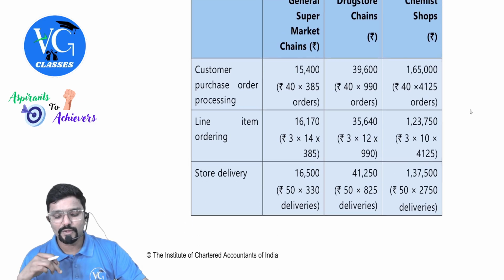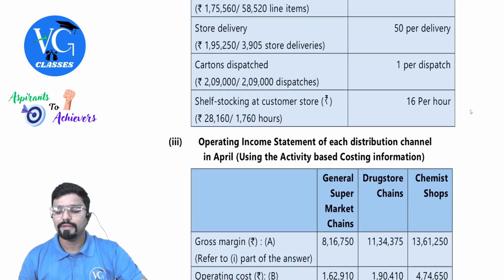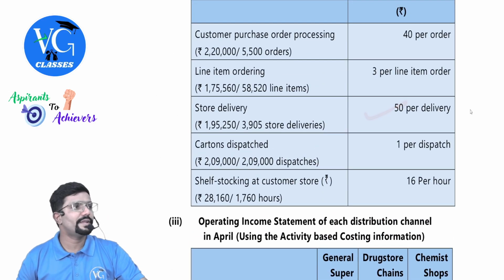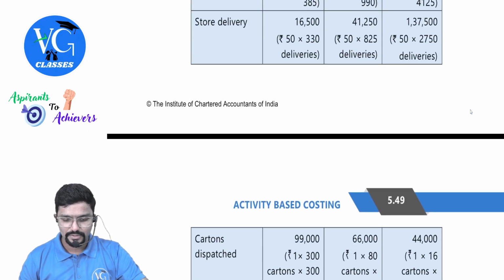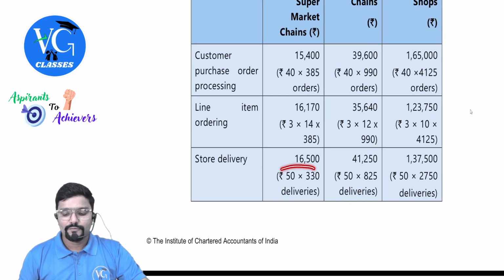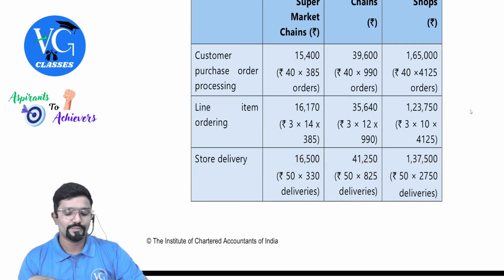Then store deliveries also. Number of deliveries is given. What is the cost we have got per delivery? 50 rupees. Take it and multiply with the number of deliveries: 50 into 330, 50 into 825, 50 into 2750.